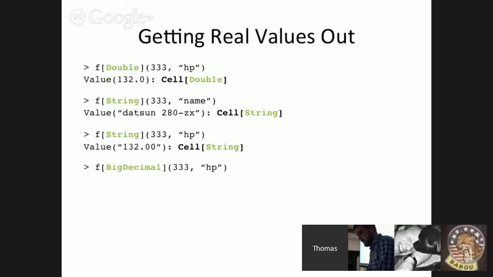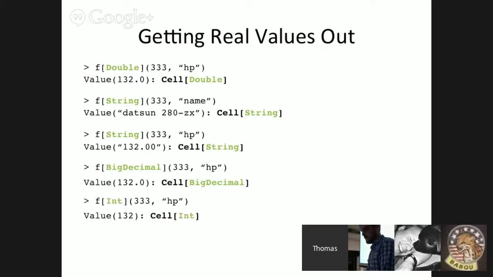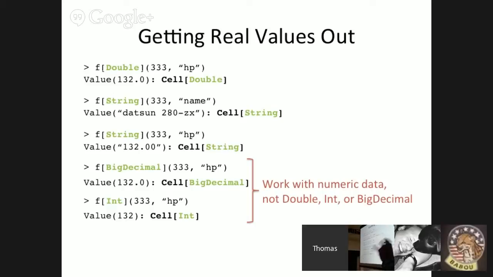Because Scala. As I mentioned before, though, we are flexible. While the horsepower is really 132, if you ask for it as a big decimal, you should still get it back as a big decimal. If you want to deal with more accuracy, you should be allowed to do that. Same thing, because it actually was an integer, 132, if you do ask for it as an int, it will return a value as well. The main thing here is that we're working with numeric data in a frame. We're not working with doubles or big decimals. We're just working with numbers, or real numbers.